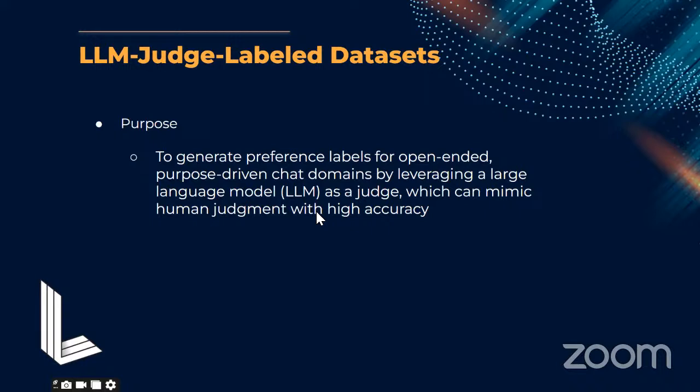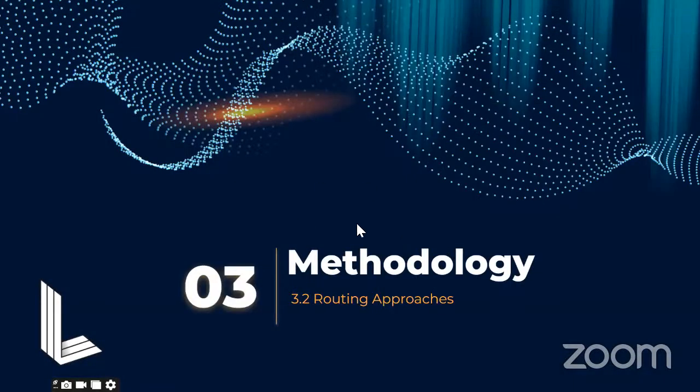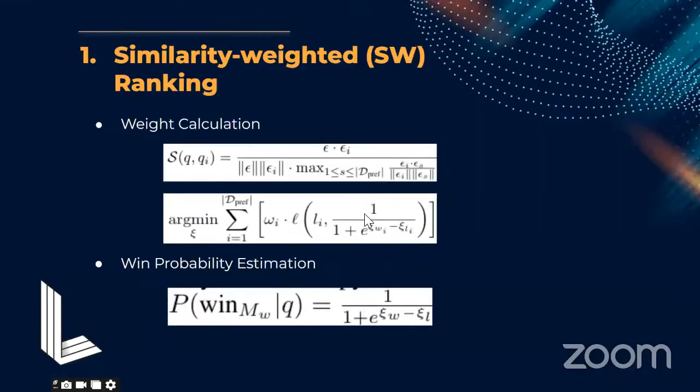Now that we know about the training data, the dataset we are going to work upon, let's talk about the routing approaches. The very first routing approach is similarity weighted ranking. This method is based on the Bradley-Terry model. The core idea of similarity weighted ranking is to weigh models based on their similarity to each other or to a specific query and then rank them accordingly.